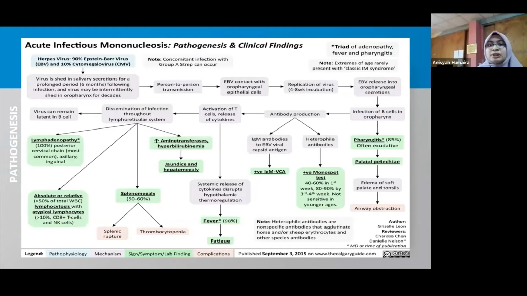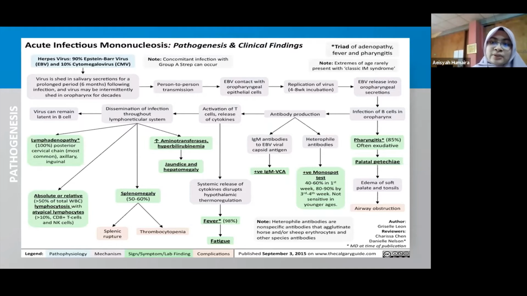So this is the pathogenesis of infectious mononucleosis. Firstly, the virus is shed in the salivary secretion for a prolonged period, about 6 months following the infection. Then the virus gets transmitted from person to person. The virus contacts the oropharyngeal epithelial cells, and then replicates within the cells. This is responsible for the 4 to 8 week incubation period. And then EBV gets released into the oropharyngeal secretion.